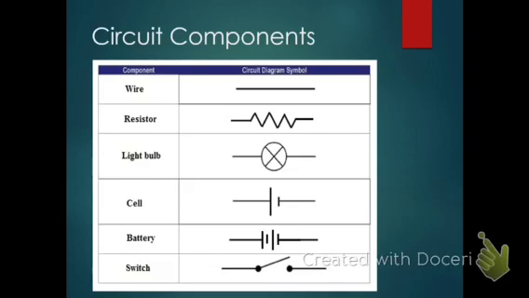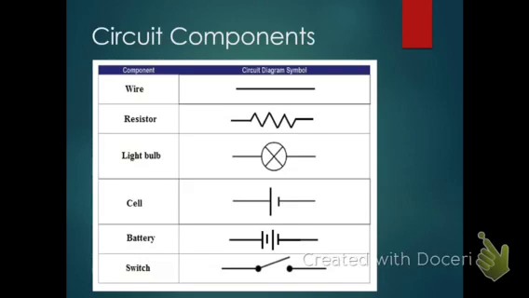A straight line represents a wire. You have this on your paper, so I'm going to go really fast. A squiggly line represents a resistor. A circle with an X in it represents a light bulb or any kind of load. A cell is represented by a short line and a longer line. A battery is represented by two of those, and a switch is like an open line segment. When it's closed, then the circuit is closed, and so electricity can flow.